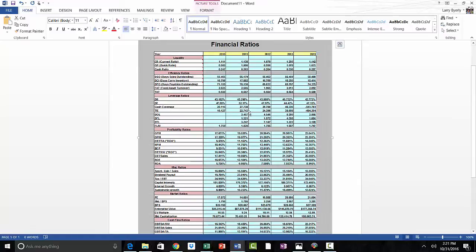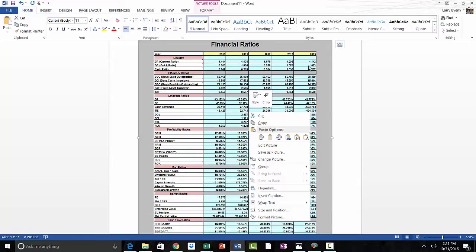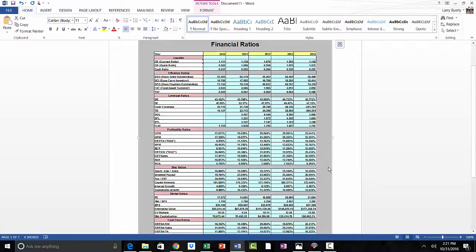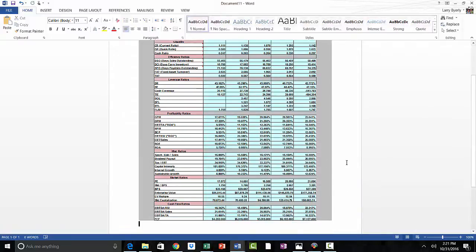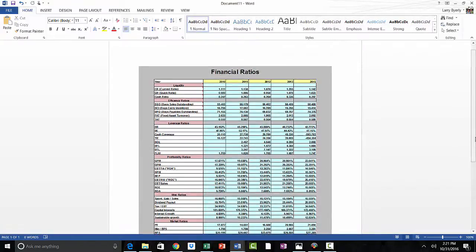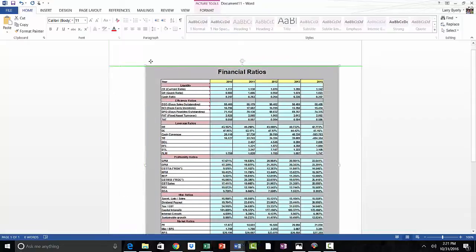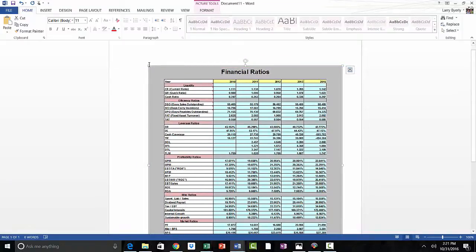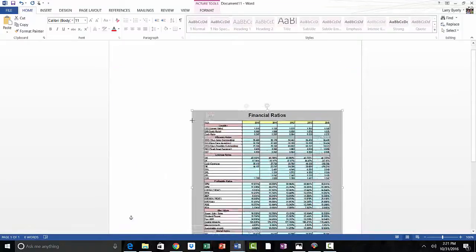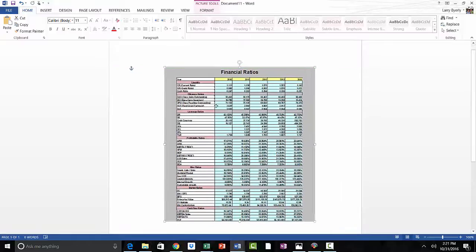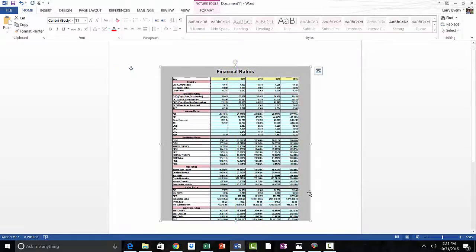So what I do is I click it, and you'll see these little tabs show up. Now I go down here and go to Wrap Text and just pick Square. What that does is allow you to manipulate the picture. So if you want it to be a little smaller, you can. You need to grab this little corner and you can make it smaller. And then you can move it around the page and it will stay where you put it.